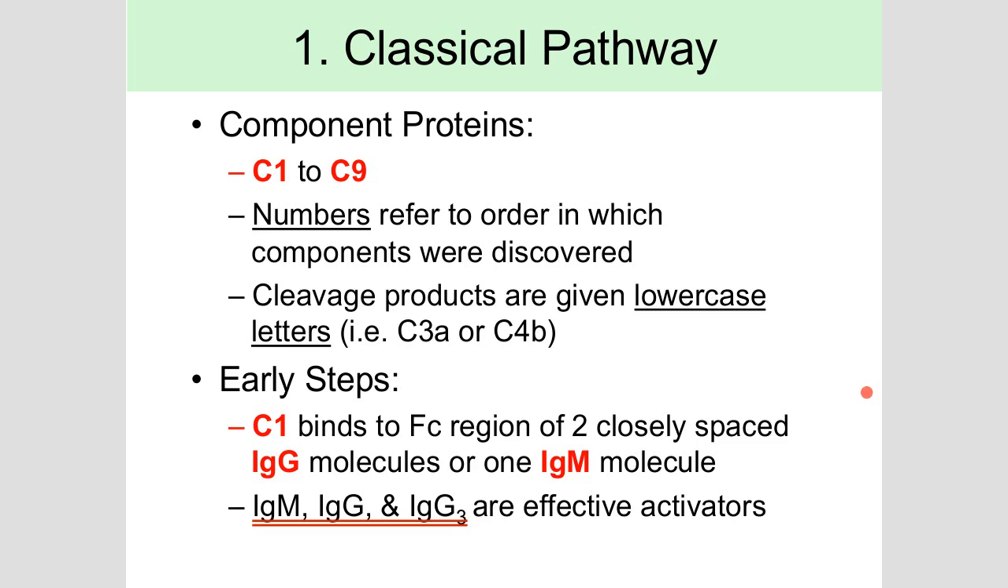And also just a little bit of information in terms of how we write this down in terms of our tests. The lowercase letters represent the breakdown cleavage products, C3a or C4b. So a is, as I said, soluble, it floats, and the b is most of the time binding, a bigger chunk as compared to the smaller one.